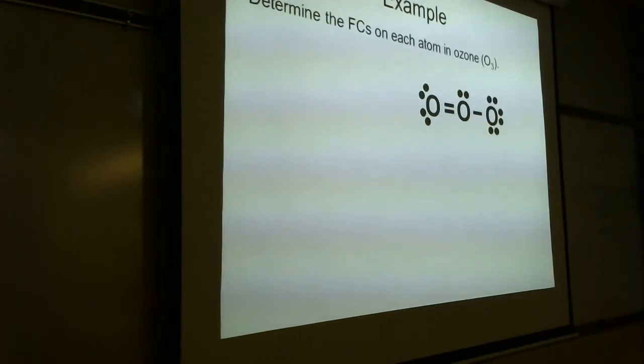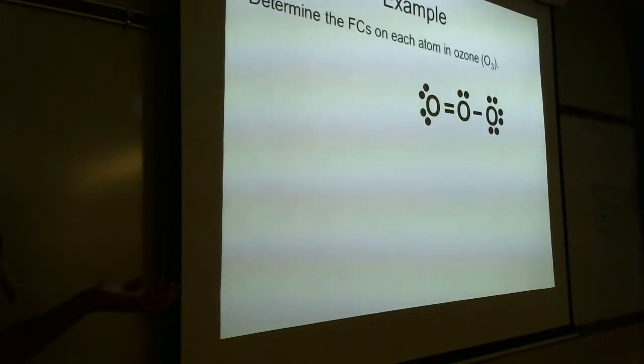All right, so let's do this example. We're going to start with ozone. O3 is the formula. So we're going to do each atom individually. First thing you have to do is sketch the Lewis structure, okay? You can't do formal charge till you have a Lewis structure. Why? Because bonding electrons and paired electrons are part of the calculation.